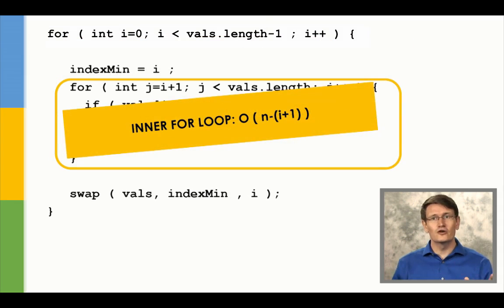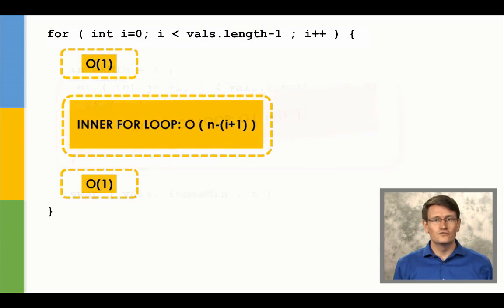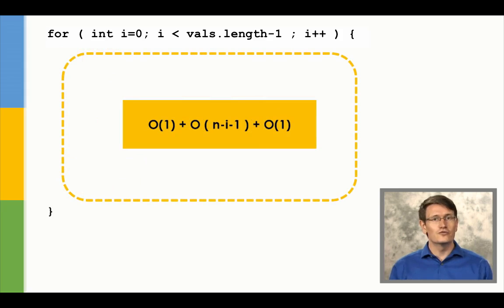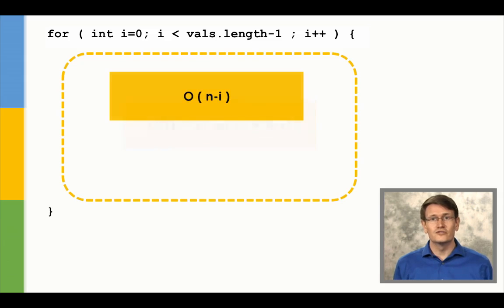So let's assume that our inner loop essentially fills in this runtime. We know that the first and the last operations are constant time. I can combine all of this into one larger statement. I know those constant time operations can essentially be dropped, and I'm left with a fairly clean term, which is just O of n minus i.